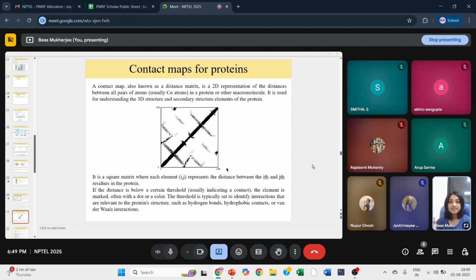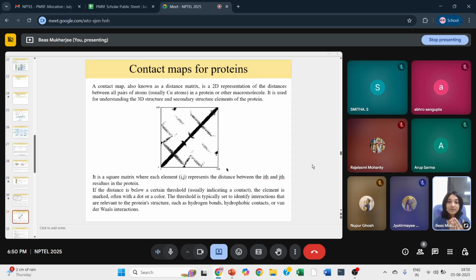Okay, so one of the axes is this and the other axis is this, and the diagonal that you're seeing is the same element. So if the distance is below a certain threshold, usually indicating a contact, the element is often marked by a dot or a color. All these small black dots that you see are interactions between different residues.